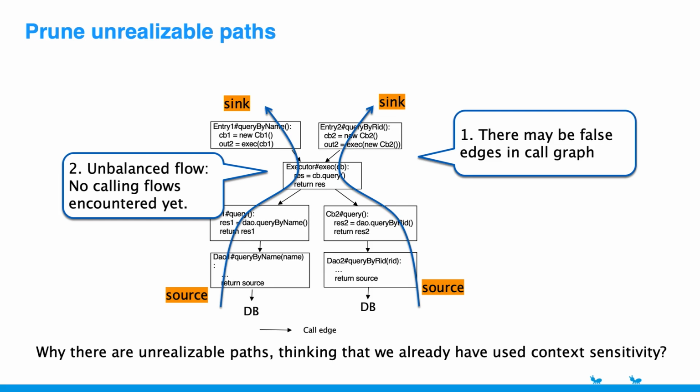For pruning unrealizable paths, firstly, we explain why there are still unrealizable paths, even though we have already used context sensitivity. The first reason is that there are false edges in the call graph. The second reason is unbalanced flow. For example, when querying data from a database, along the control flow from sources to sinks are all returning edges. There is no calling flow encountered yet, and no context is preserved for picking the right call site.